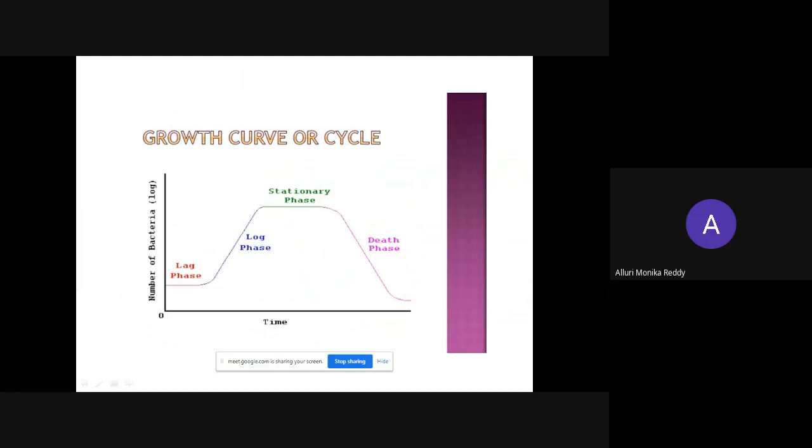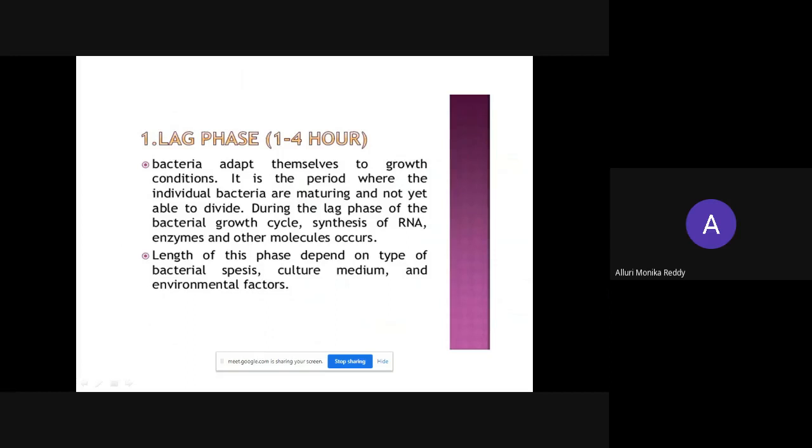The first one is the lag phase. I already told you, they just adapt to the growth conditions. It is a period where bacteria mature, but they don't divide. During the lag phase, we can see the synthesis of RNA, enzymes, and other molecules. This phase lasts for 1 to 4 hours, but the duration is different for every species of bacteria.